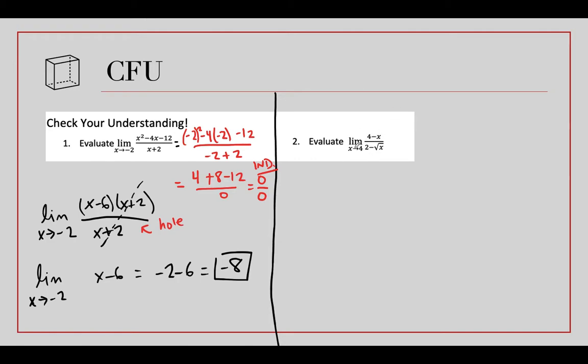Now let's look at this one. Evaluate the limit as x approaches 4 of (4 minus x) over (2 minus the square root of x). Okay, so first let's plug in and see what we get. So we get 4 minus 4 over 2 minus the square root of 4. That gets me 0 over 2 minus 2, which gets me 0 over 0, which is bah-humbug. I get indeterminate again. So I'm like, okay, let's think about how we can manipulate this.